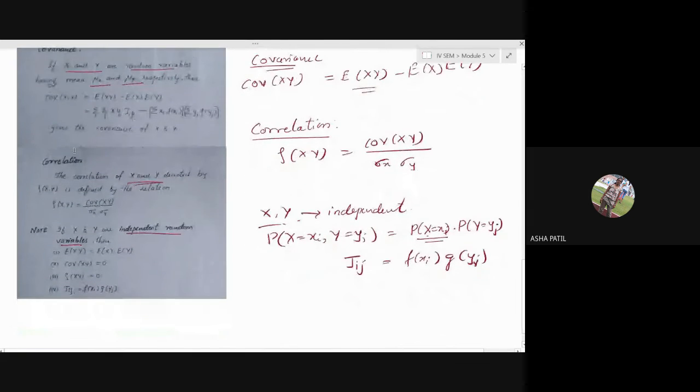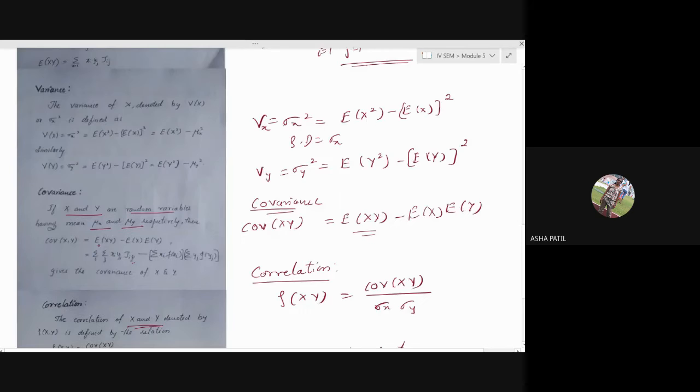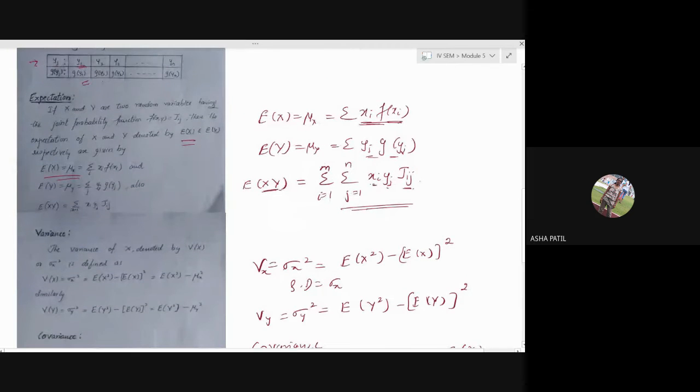Now here, for independent random variables, expectation of xy will be equal to expectation of x into expectation of y. Expectation of xy is summation of xi yj into Jij. Now, if I write this as expectation of x, this one again, expectation of y. So expectation of xy will be equal to expectation of x into expectation of y only when x and y are independent random variables.